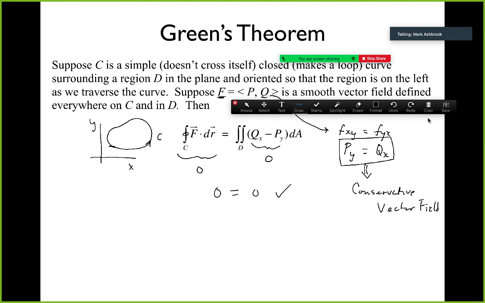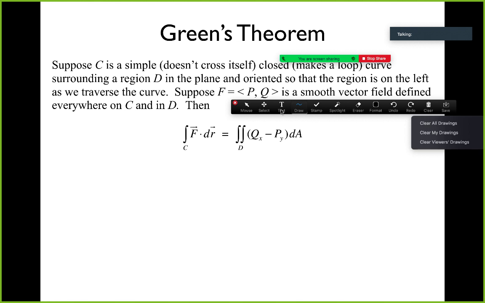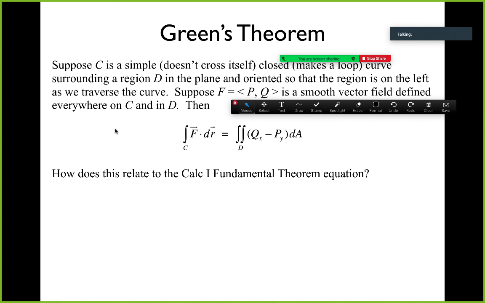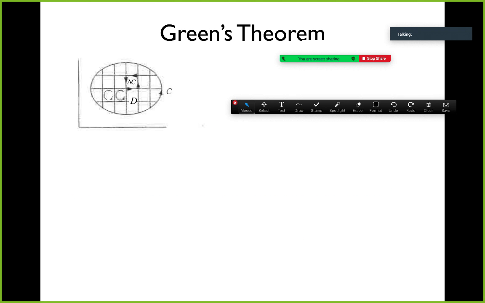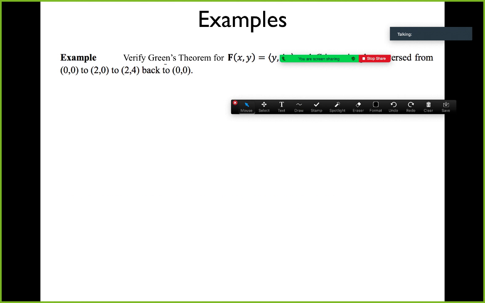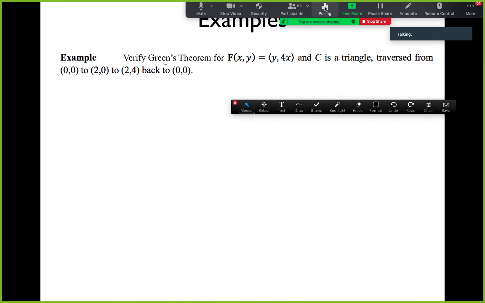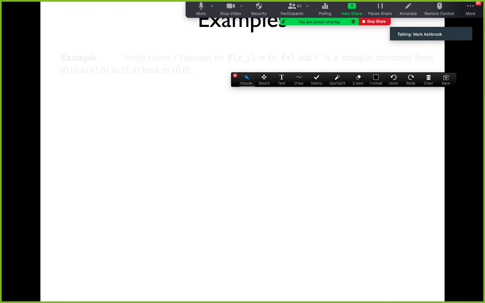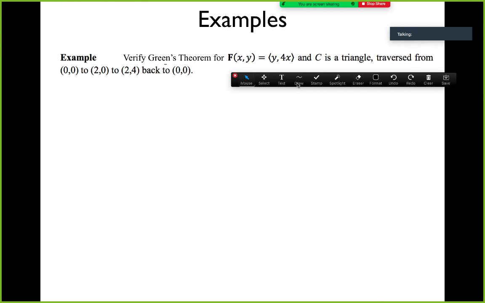Okay, so let's do some examples. Here's the first example. We want to verify Green's theorem if the vector field is y for x, and C is a triangle traversed from 0,0 to 2,0 to 2,4 back to 0,0.